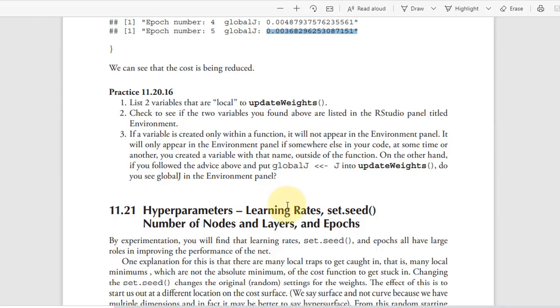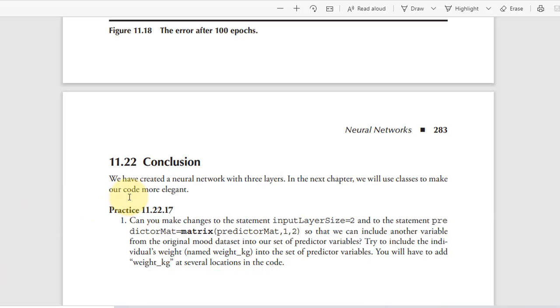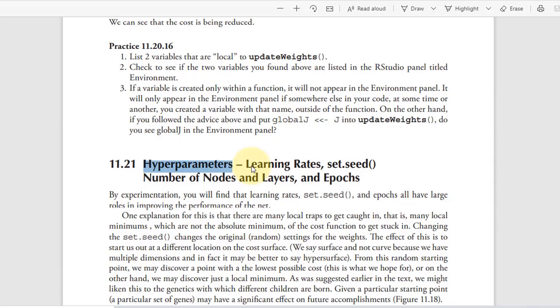Now, we mentioned earlier that we may not want to increase or decrease the weight by a full derivative. And so we threw in an extra factor of R, a factor of proportionality, which we could set to 1, but we could also set to 1/2. That R is called the learning rate. And we have other things that we can adjust in the network. Those altogether are called hyperparameters. And so at the end of this chapter, we've created a neural network with 3 layers. And in the next chapter, we're going to use classes from R to make the code more elegant. So we actually create a neural network, we test it out on some real data, and we get some good performance on that real data.